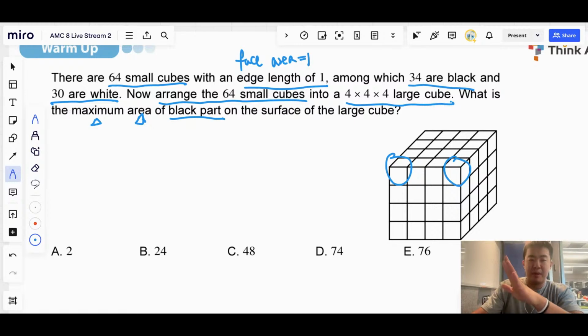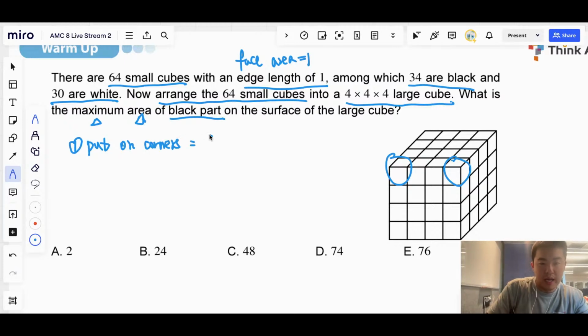In this case, the best position to put these black cubes is the corners. So quick question, on the large cube, how many corners do we have? We should have 8, right? So again, on a cube, we have 8 corners. So our first and most desired position to put those black squares is on corners. I would say put on corners first. So that will be 8.